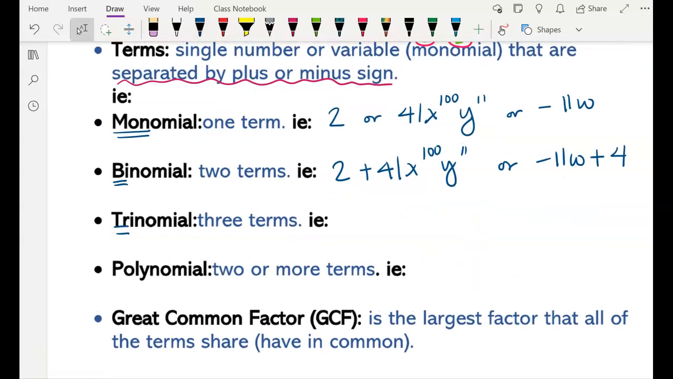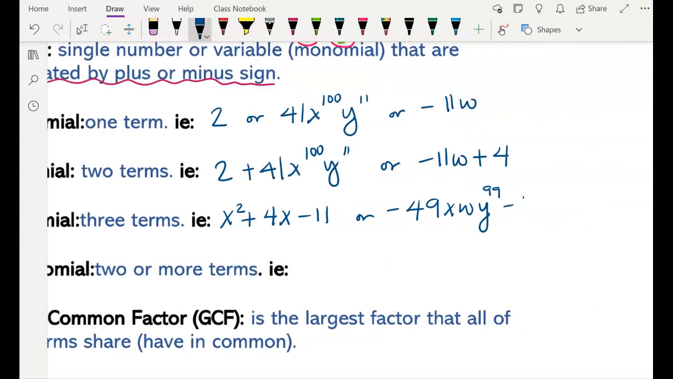Just like earlier, this is 3 terms. 3 terms means we have x squared plus 4x minus 11. We've got 3 terms here. Sometimes we're going to see negative 49xw y to the 99th power. That's one term, minus 4x plus 100. As you can see, each term is separated by a plus and minus. So this is term number 1, term number 2, and term number 3.